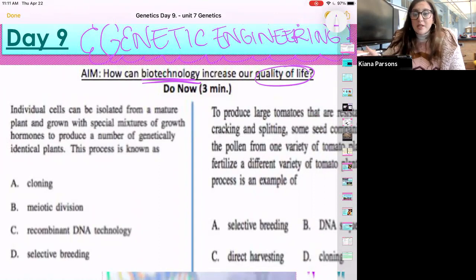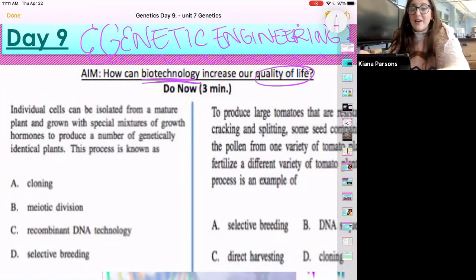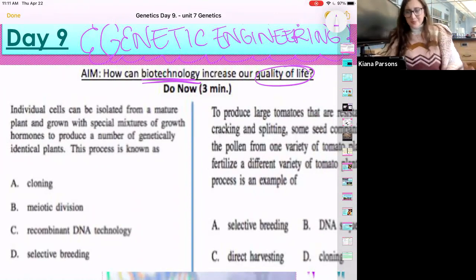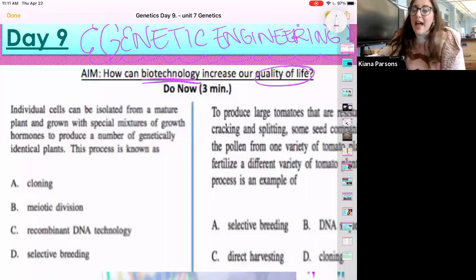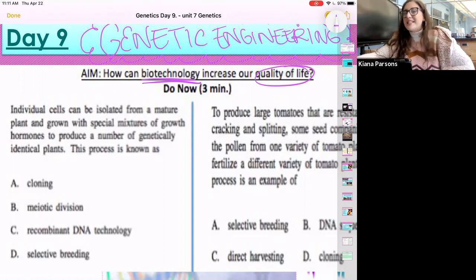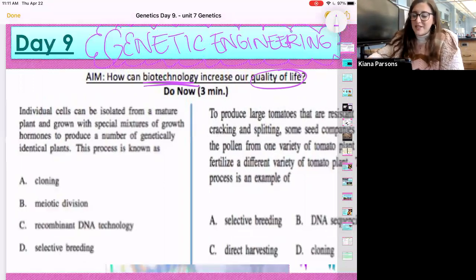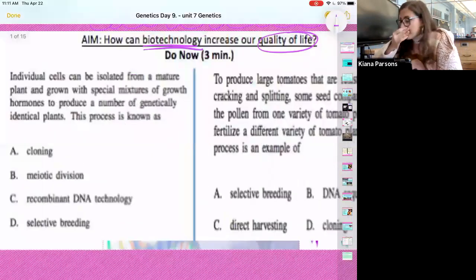Human beings always want to optimize science and get it to work for us. We'll see with the case of biotechnology, it has been variable. I will also share with you a little bit about the limits of biotechnology based upon some things that I had sent to me by some students in class. So stay tuned. But we'll start with the do now.